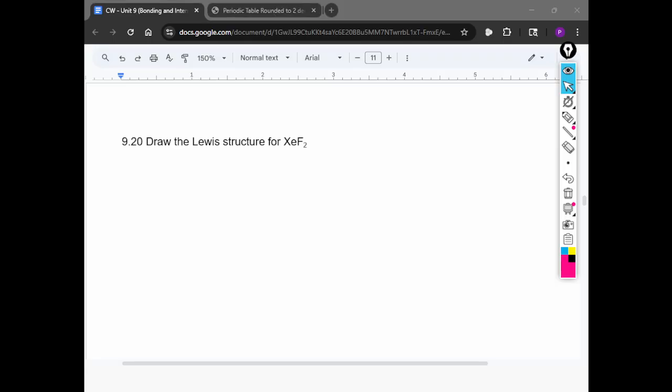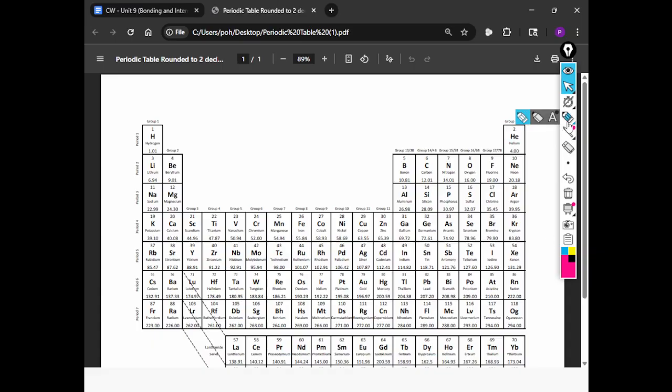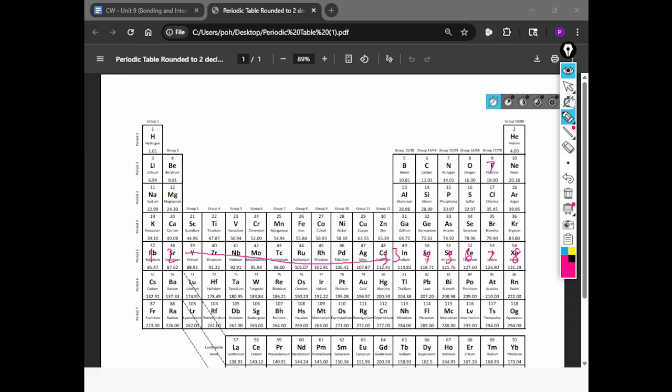Alrighty guys, let's draw XeF2. So Xe is interesting for the valence electrons because we have to use one of those weird exception rules. Another exception for you. We're going to start row 5, 1, 2, and then if you remember the transition metals, we skip because it's the D subshell. And then we go 3, 4, 5, 6, 7, 8 valence electrons for xenon. Okay. And then for fluorine, it's the same thing as before. It's going to be 7.